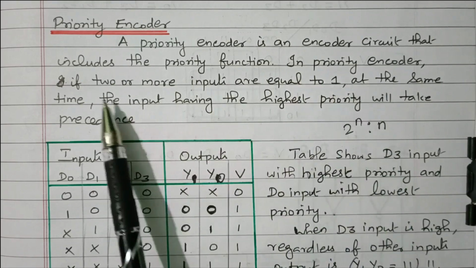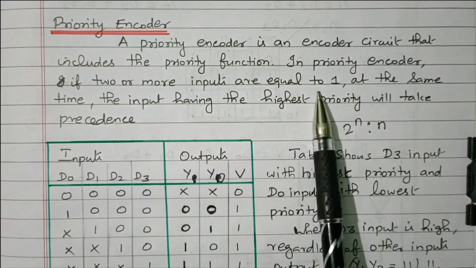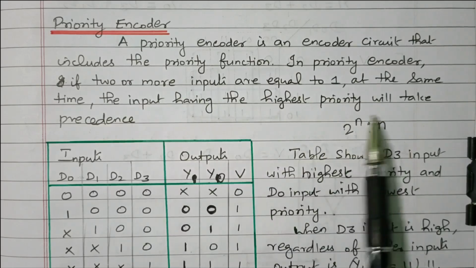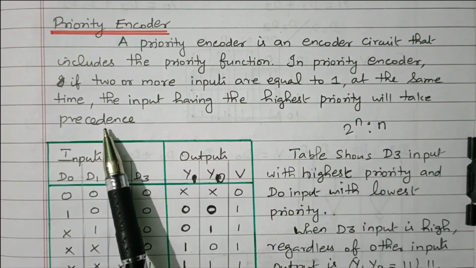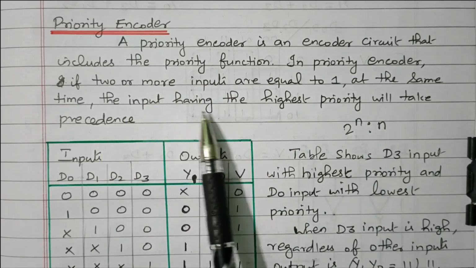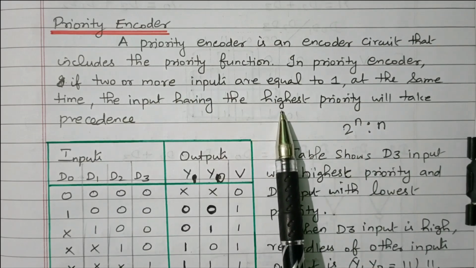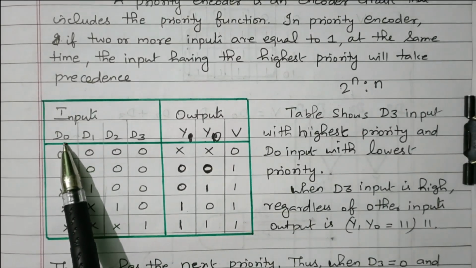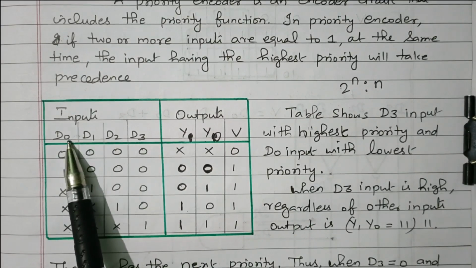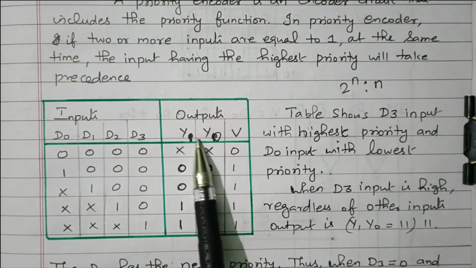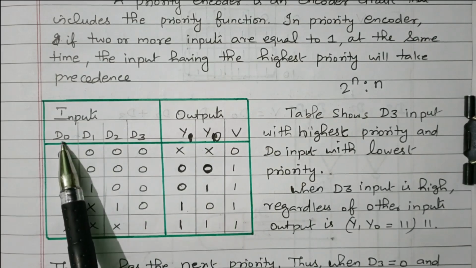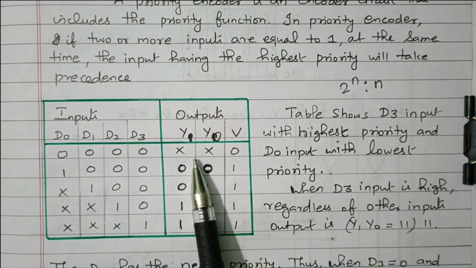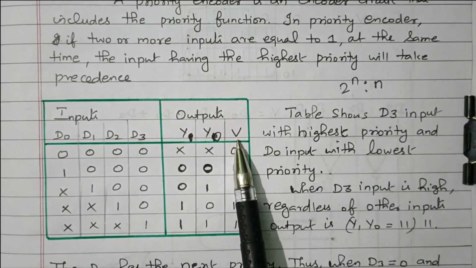In the priority encoder, if 2 or more inputs are equal to 1 at the same time, the input having the highest priority will take precedence, right? If more than 1 digit is 1, the highest priority will be taken into account. Now we'll refer to the truth table so we are able to understand. There are 4 inputs available, 4 digits, and a 2-digit output is available. Because of 4 inputs we have 16 combinations. Here 4 combinations, right? And also one more output is available, verification.